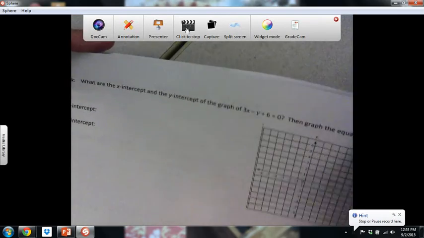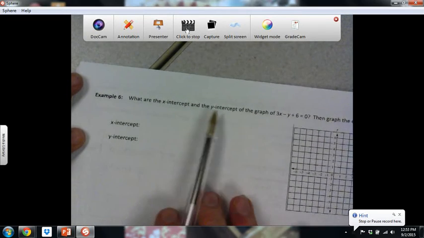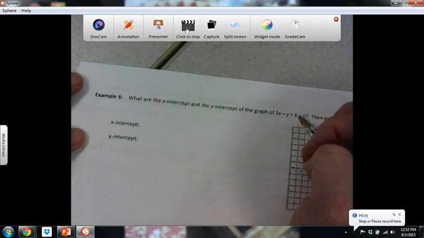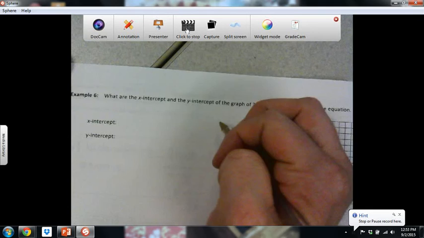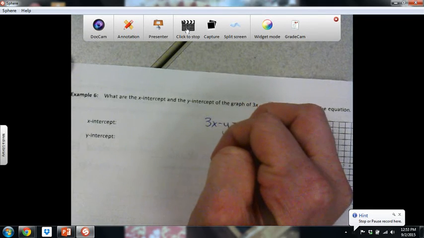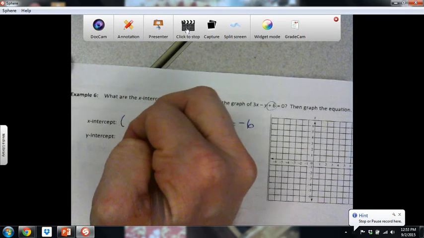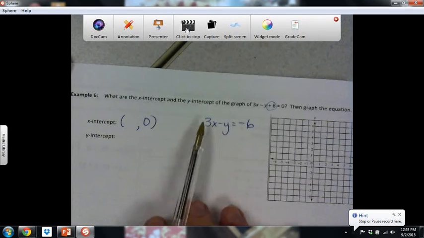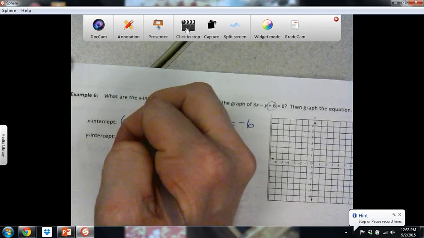Go ahead and flip to the back. Example number 6. Here they want us to find the x and y intercept of this graph. I'm again going to move this 6 to the other side so it's in standard form. I'm going to rewrite this as 3x minus y equals negative 6. For the x-intercept, I plug in 0 for y. So when I plug in 0, I get 3x equals negative 6. If I divide both sides by 3, I get negative 2.